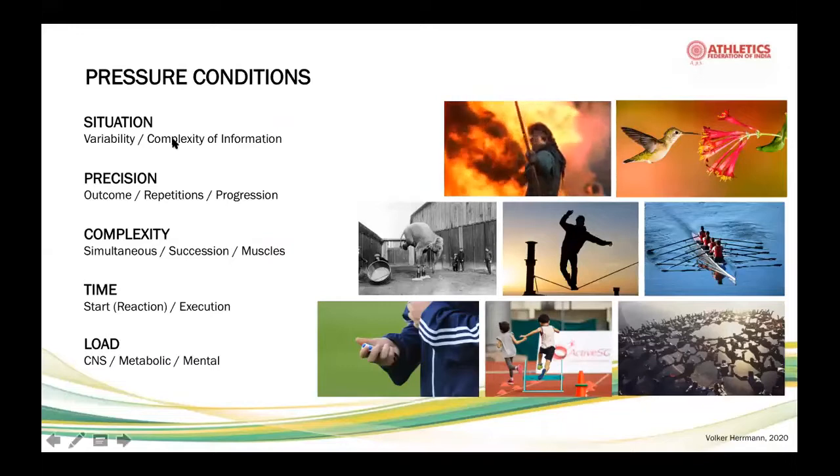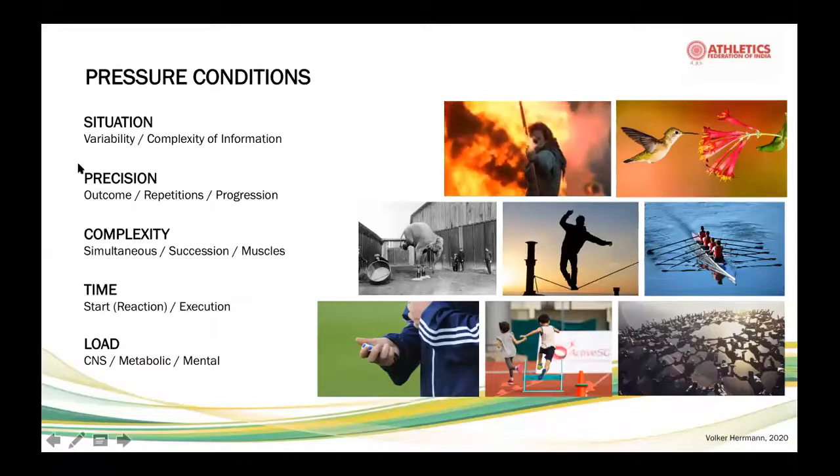The first pressure condition is regarding the situation, that we improve or increase the variability during the exercises, and that we increase the complexity of information. If you see Robin Hood shooting an arrow in the midst of a huge fire, of course, that's a lot of pressure, a lot of complexity. You don't necessarily need to burn the track, but you can find other ways to increase the complexity of information for your athletes. Remember this video where the athlete was forced to clap his hands. That's a way to increase variability and the complexity.